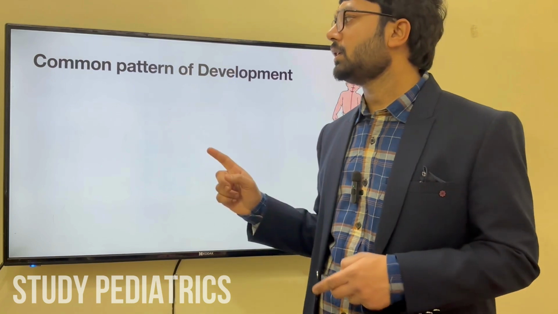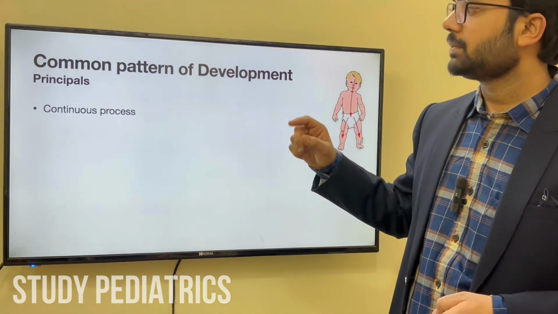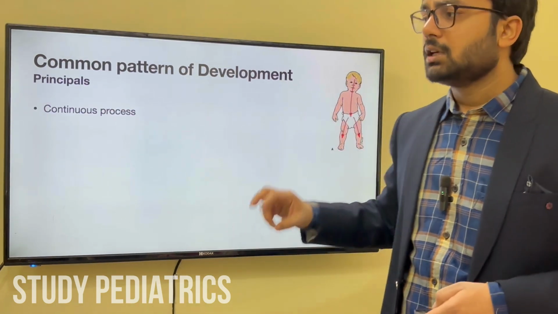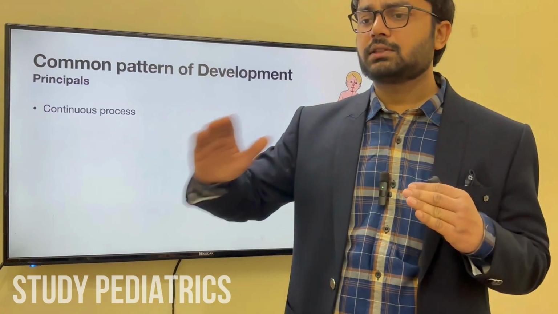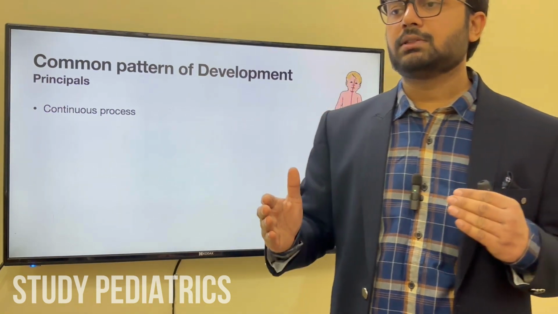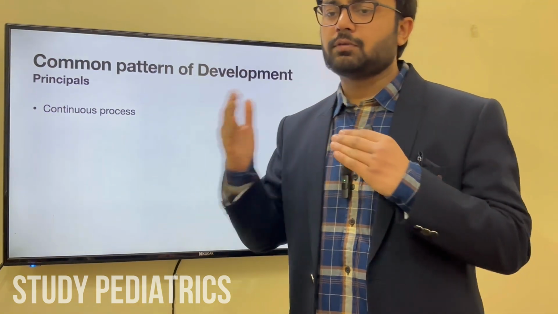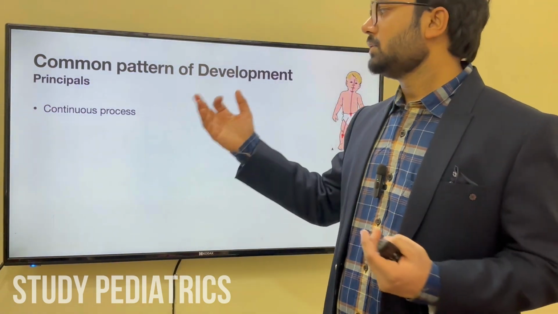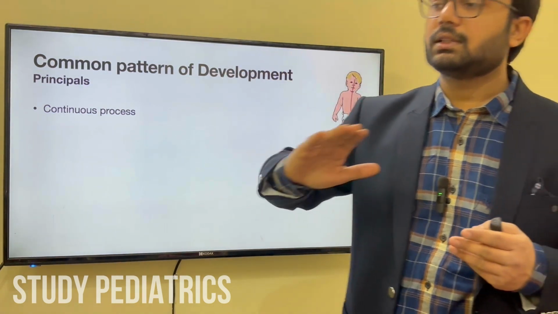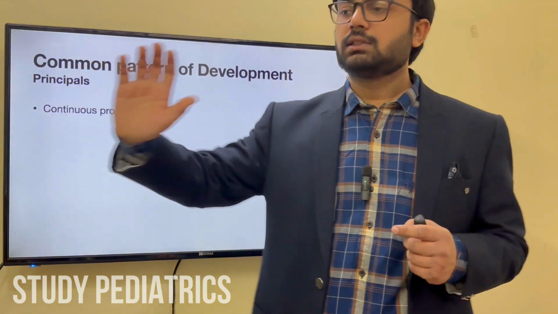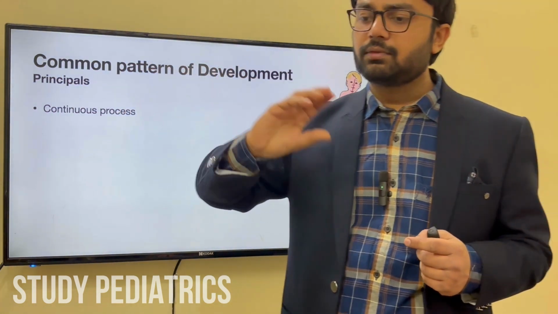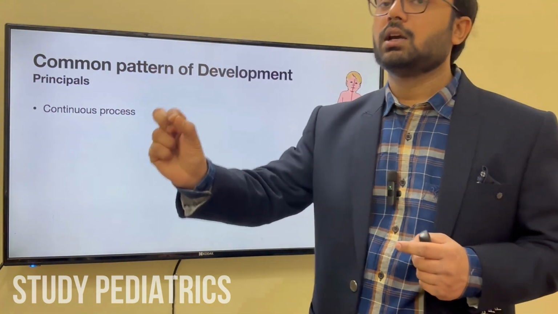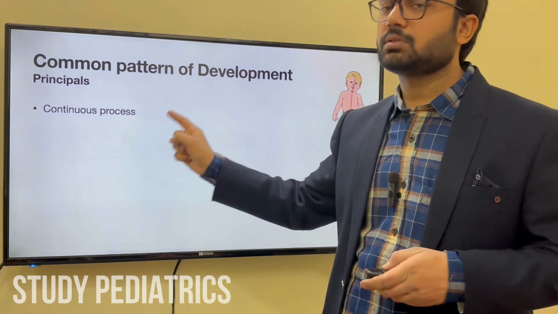Now coming to the common patterns of development, the principles. Principles are very important here. What are the principles? The first is that development is a continuous process. It is not discrete, like at 3 months the child will hold the neck, at 4 months he will roll over, at 6 months he will sit with support. It's not that discrete. It's always continuous. Some children grow early, some late. Every second the child grows, the brain is developing. So it is a continuous process.